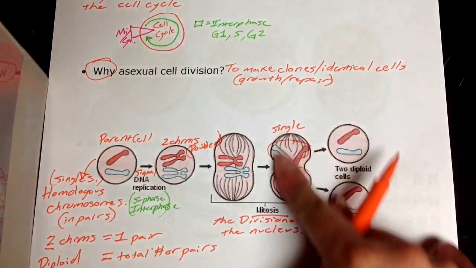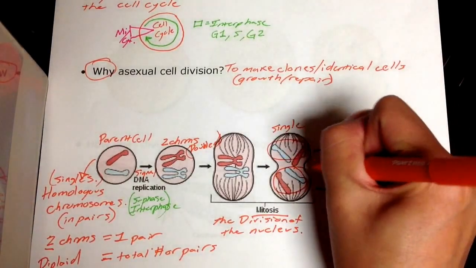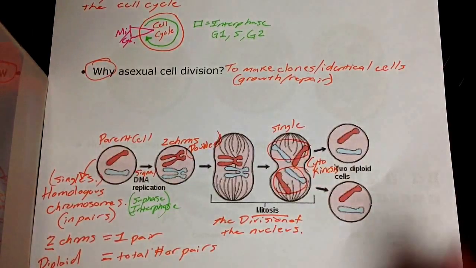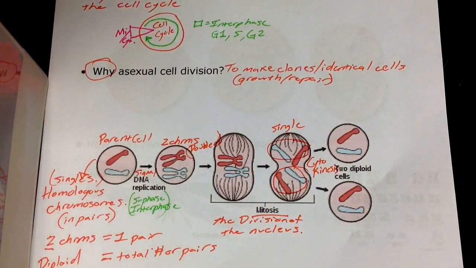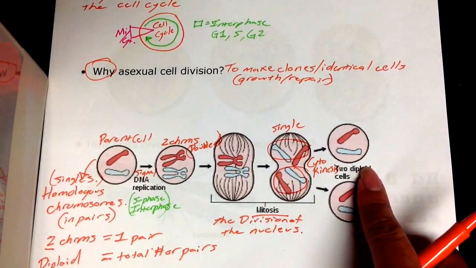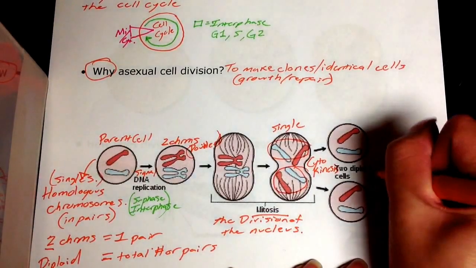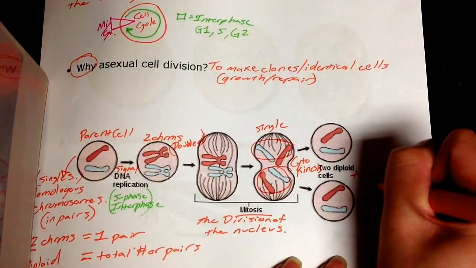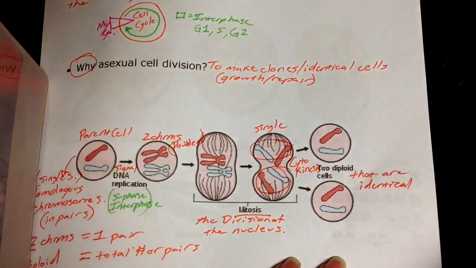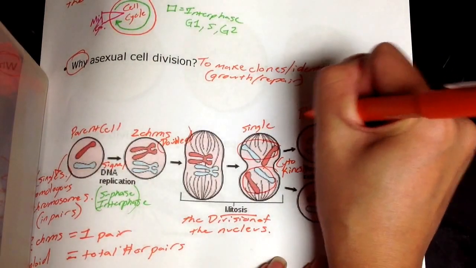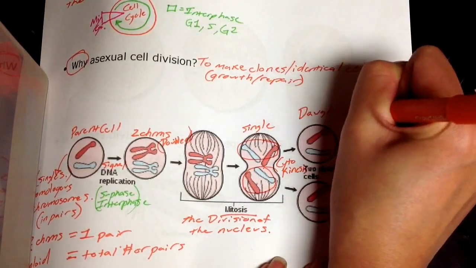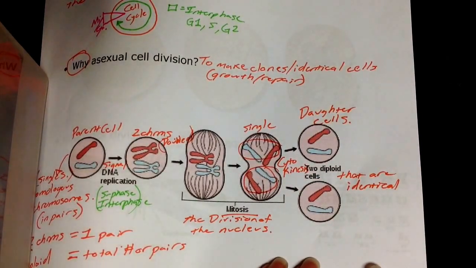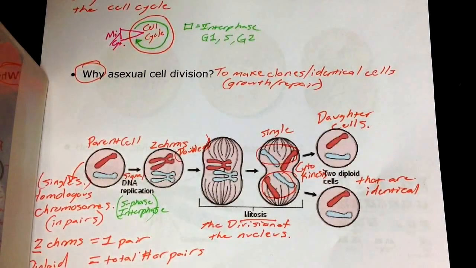From there, this one cell is going to go through cytokinesis. And in cytokinesis, it's going to produce 2 diploid cells. Still has the whole number of chromosomes that are identical. Okay. And these are going to be known as your daughter cells. So this gives you an overall picture of how cell division occurs.